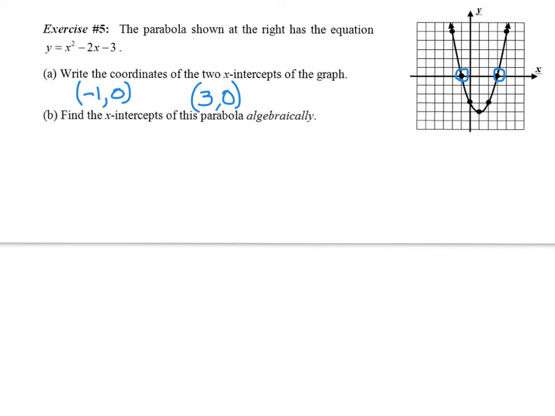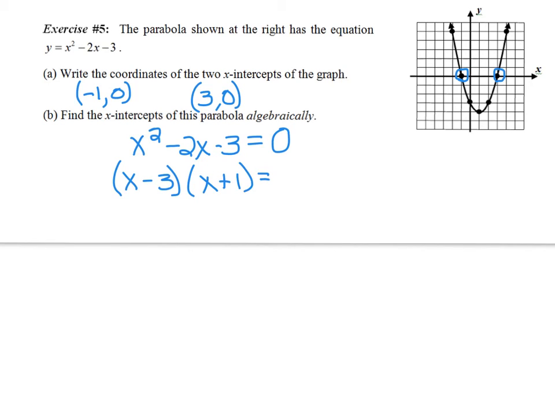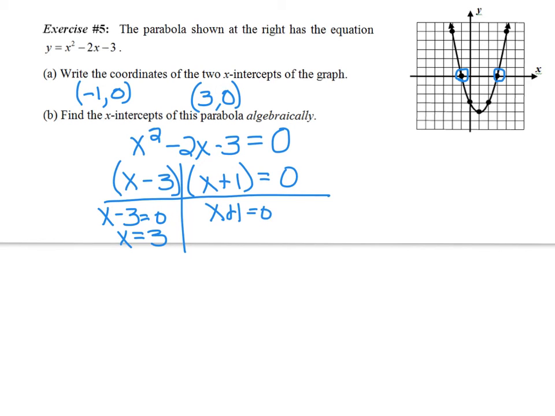Now it says find the x-intercepts algebraically. That means I want to take my parabola x squared minus 2x minus 3, and I want to know where does that equal 0? Where is the output equal to 0? This is factorable, of course, so I can factor it as x minus 3 times x plus 1 equals 0. By making my T-bar and setting each factor equal to 0, I have the solutions x equals 3 and also x equals -1. So those x-intercepts match what I saw on my graph when I inspected in Part A.